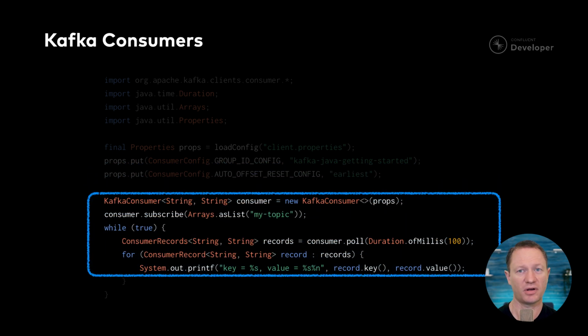We then call Kafka Consumer and provide the following information: the topic we're connecting to, how often you want to pull the Kafka cluster to check for new messages, and then we print the key and value of our message. That's the basics of Kafka Consumers.